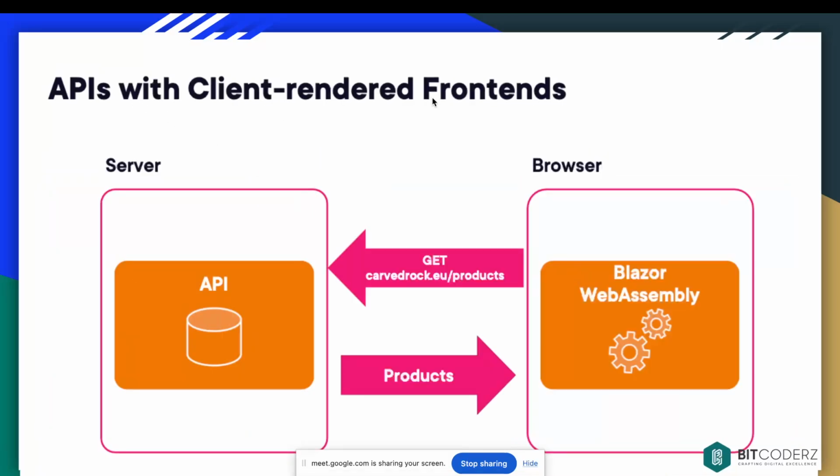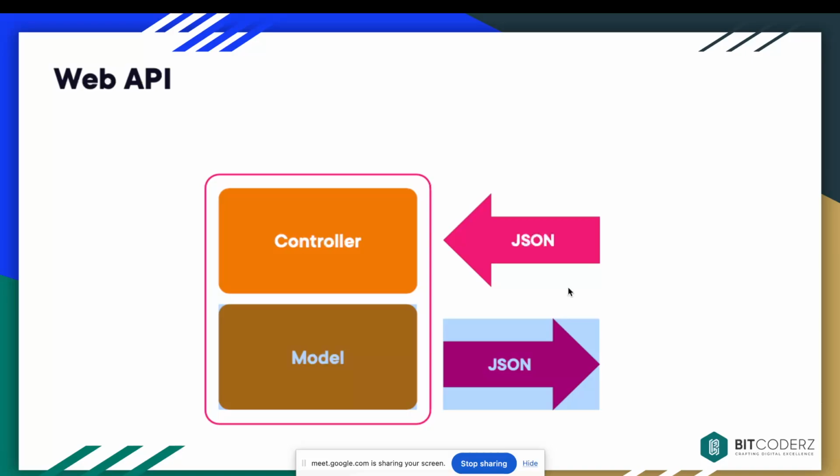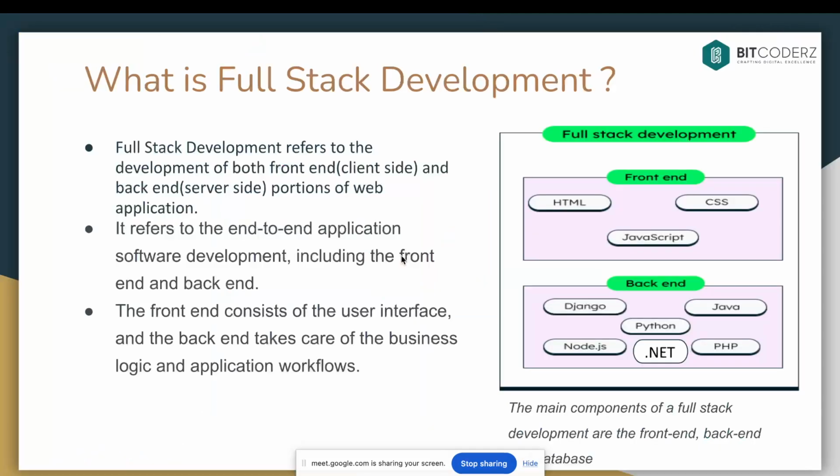APIs with a client-rendered front end, this is what we mostly use. That means our front end part is an Angular project that we hosted. Whenever data is required, we need to call backend APIs to return the data. For example, you request the products, and it will return the products. So how do APIs get designed? With controllers and models.